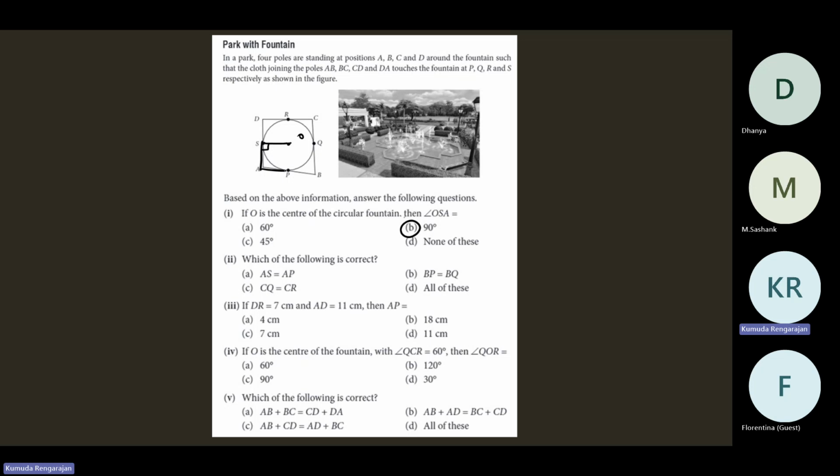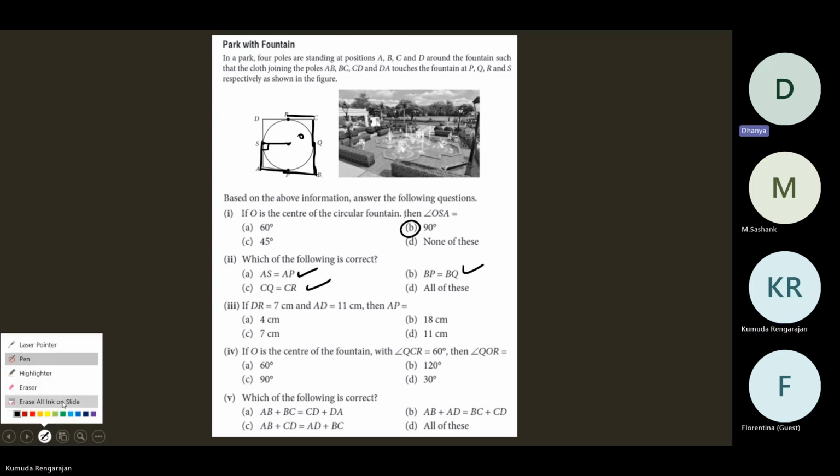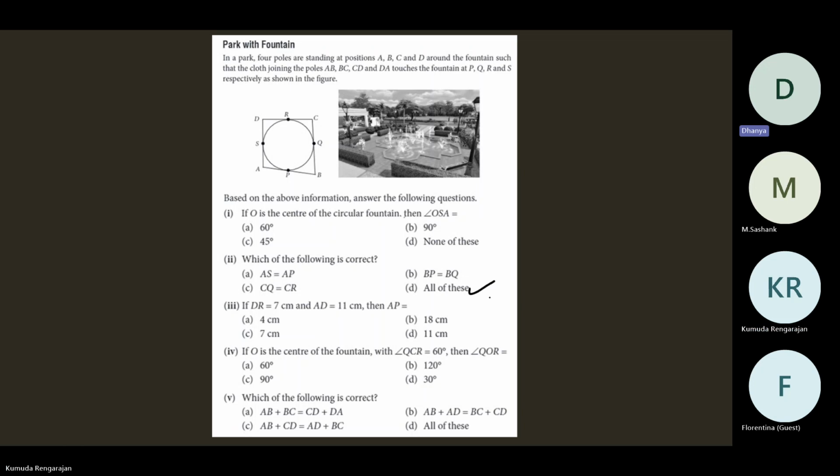AS is equal to AP, correct? BP is equal to BQ, correct? CQ is equal to CR, correct? So which is the correct option? All of these.